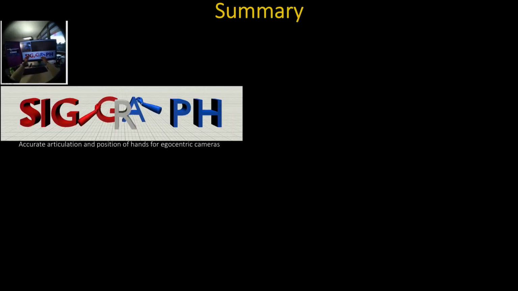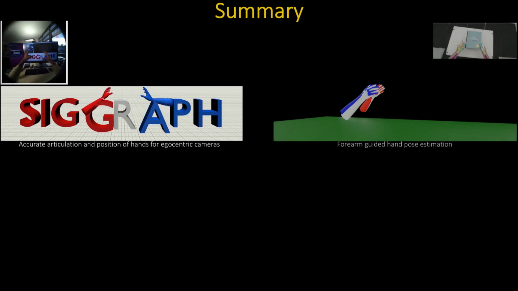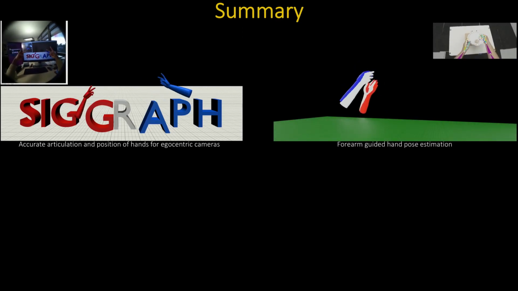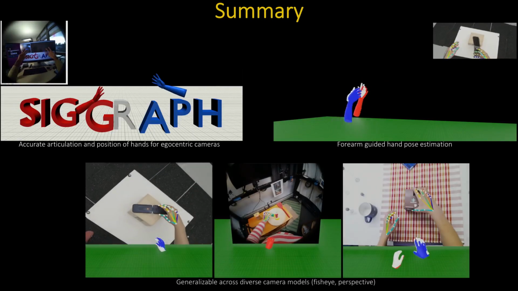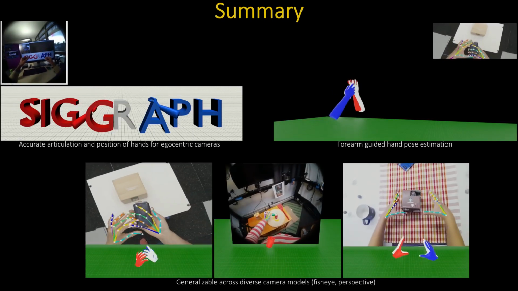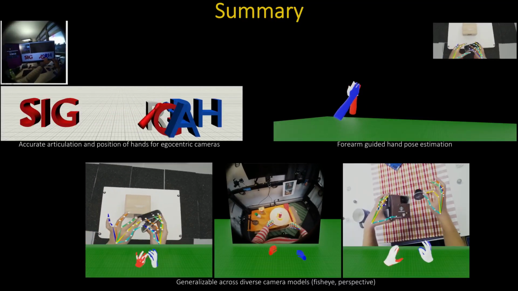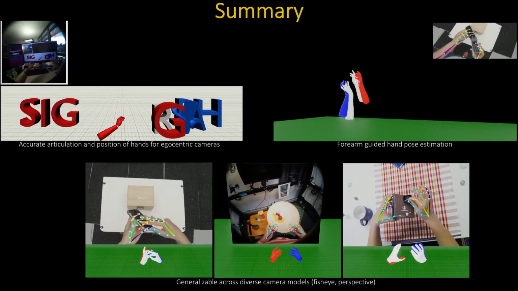In summary, we present EgoForce, a framework for accurate camera space hand pose estimation in egocentric settings. It uses the forearm to anchor the hand and mitigate depth scale ambiguity. And by evaluating across datasets with diverse camera optics, we show that EgoForce generalizes well to many different egocentric camera configurations.